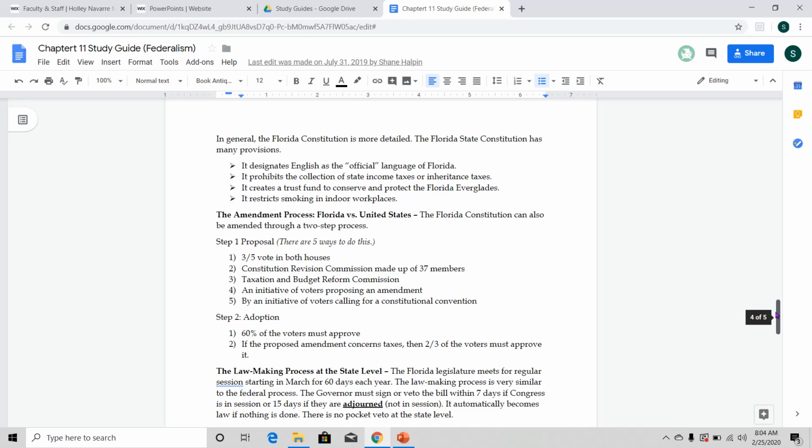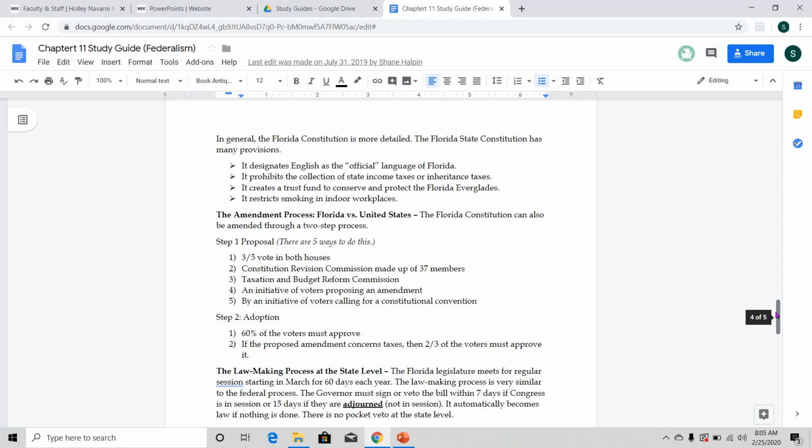So we did talk about the differences. It's quite interesting that your Florida Constitution does state that English is the official language, while your U.S. Constitution has not officially accepted English, even though it's the most widely used language. And we get into the specifics that I just spoke about.